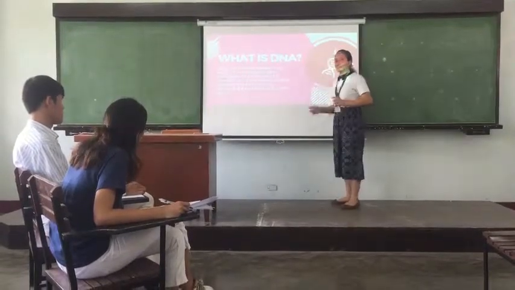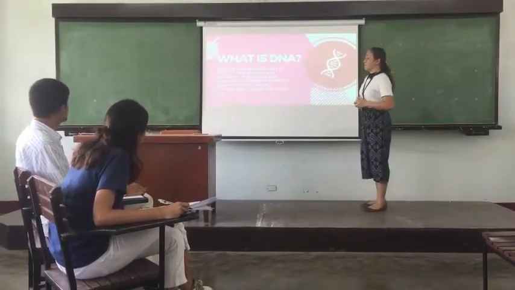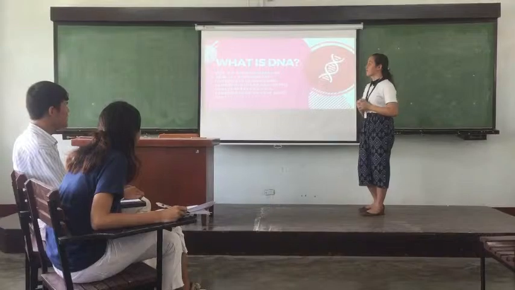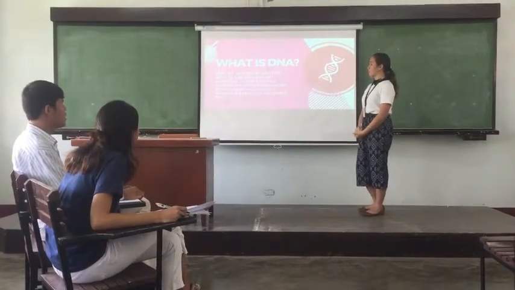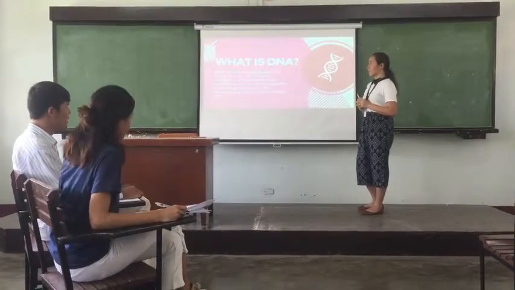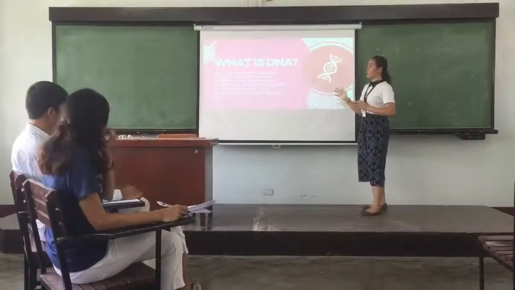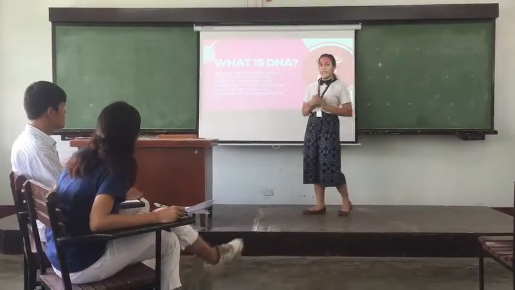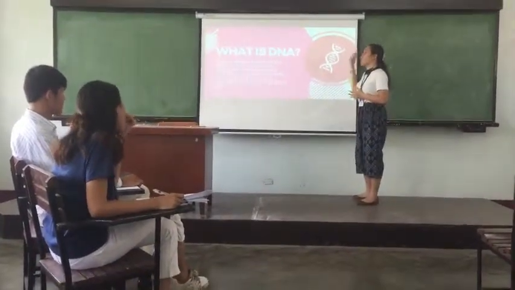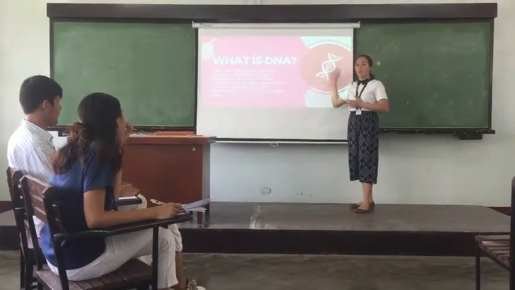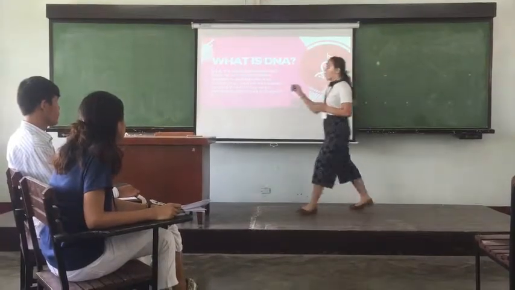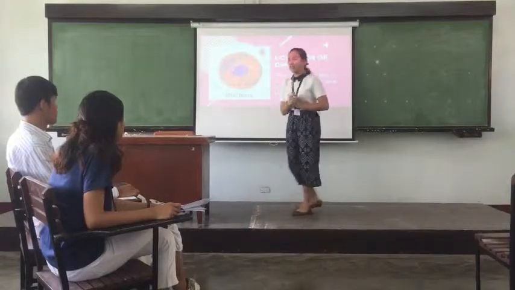Now, kindly read what DNA is. DNA or nucleic acid is the hereditary material in humans and almost all other organisms. Nearly every cell in a person's body has the same DNA. Basically, DNA is the short term for deoxyribonucleic acid, which contains all our hereditary material that we got from our parents, such as our genes and our colors, for example. Now, where can we find this DNA?